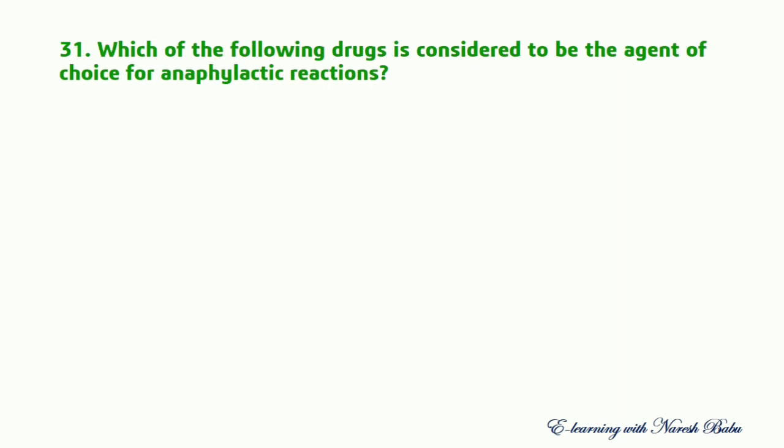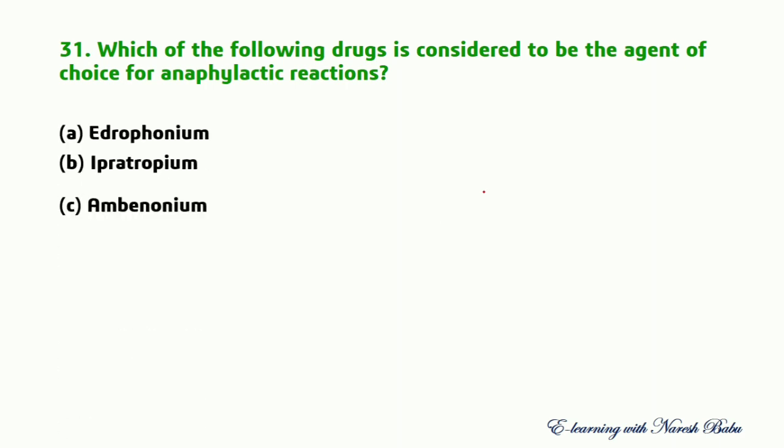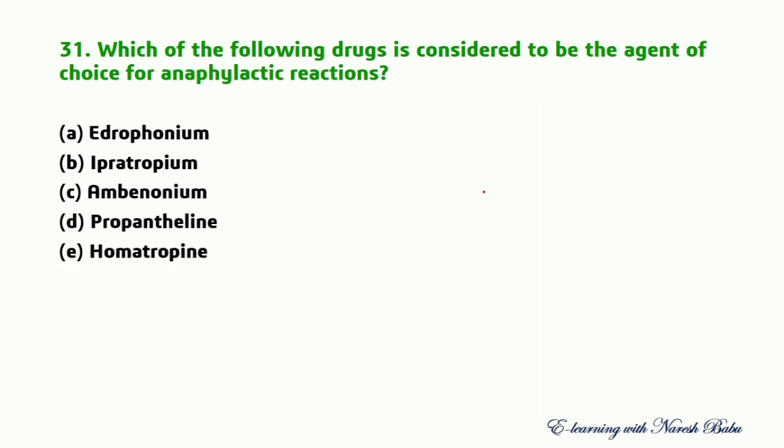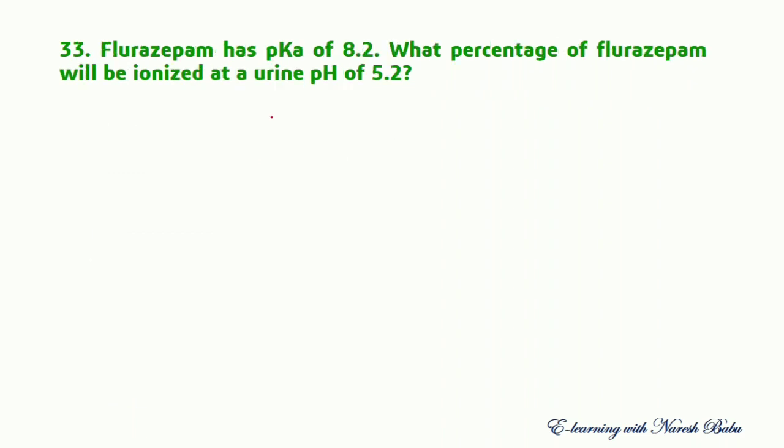Next question, which of the following drugs is considered to be the agent of choice for anaphylactic reaction? Edrophonium, ipratropium, ambenonium and propantheline. Among these, the one mostly considered the agent for anaphylactic reaction is nothing but ipratropium. So B is the answer.